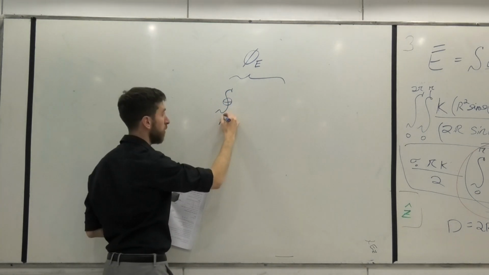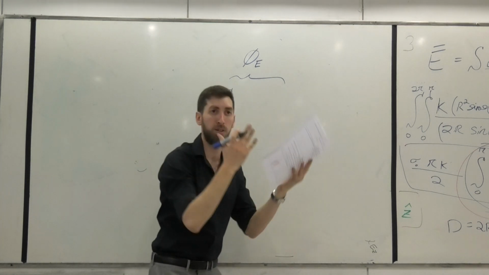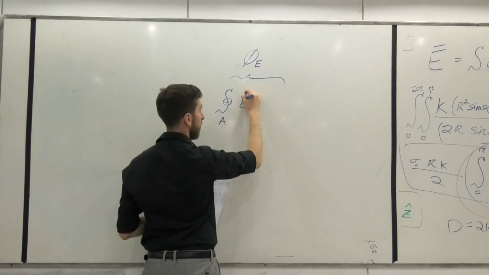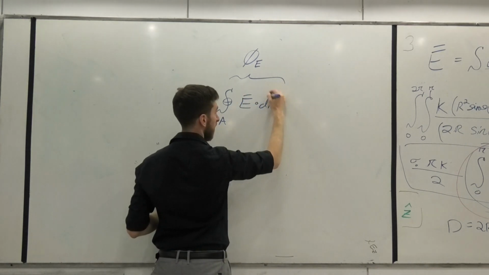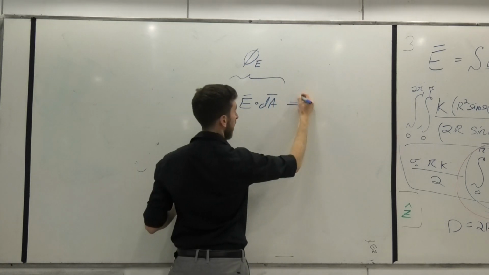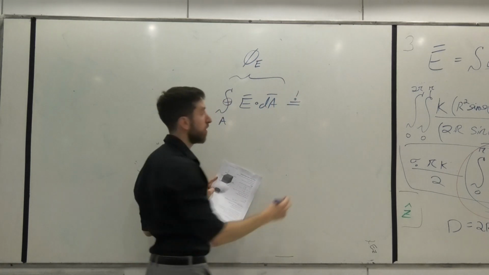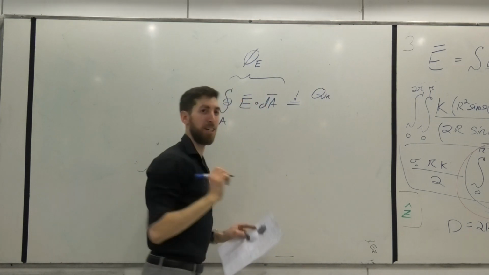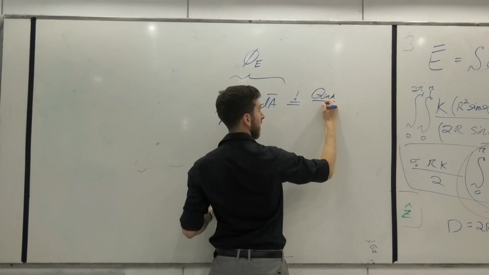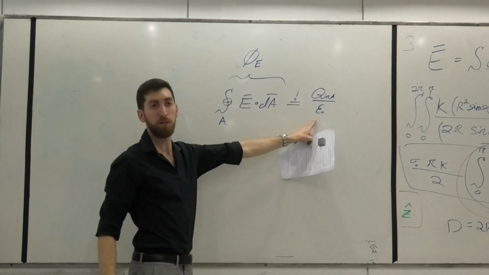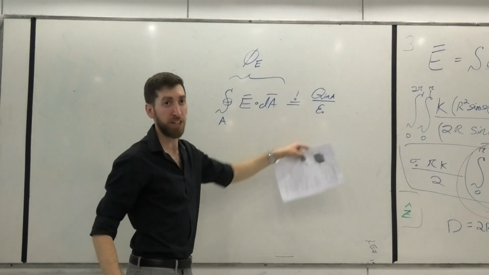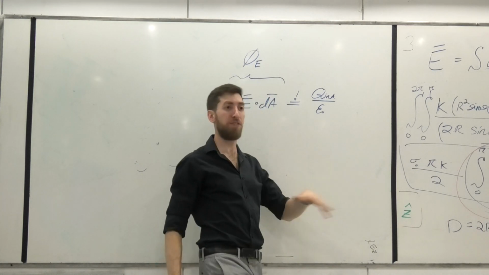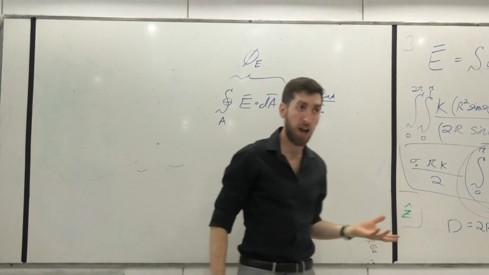Surface integral, which means we have some envelope, right? E, the vector, dot dA, is equal to Q in, the charge inside. Q in A, divided by some constant, epsilon. Okay, perfect.